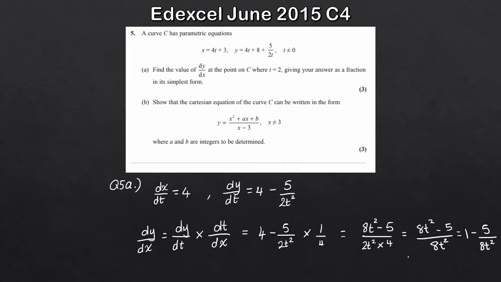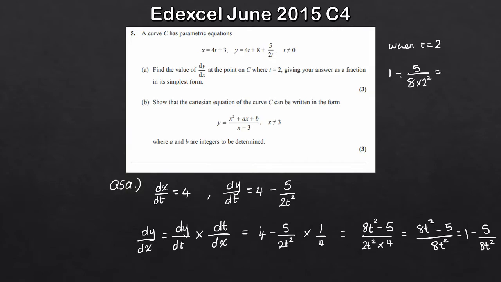But what we want to know is the value of dy by dx at the point on t when t is 2. So when t is 2, we just do it above. We just need to substitute 2 into this. So what we're going to get is 1 minus 5 over 8 times 2 squared.